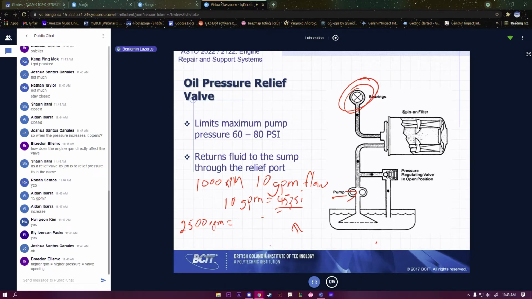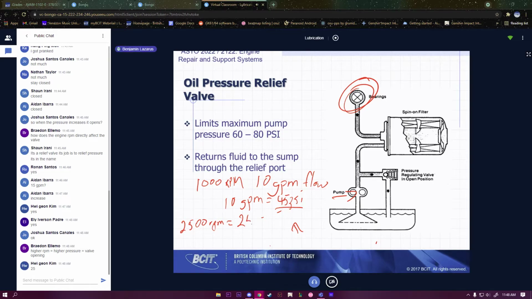How much oil is this going to flow? 25 gallons per minute, right? What kind of pressure would I get? Probably 100 PSI if I didn't have this valve, right? If I didn't have that valve, I'd probably have 100 PSI.